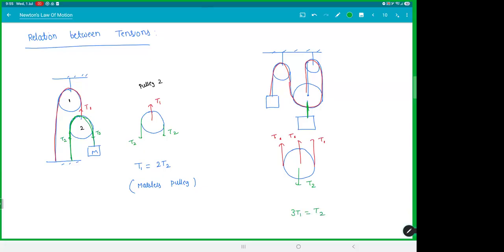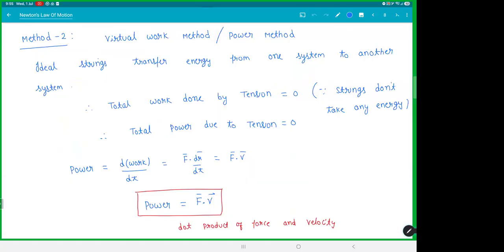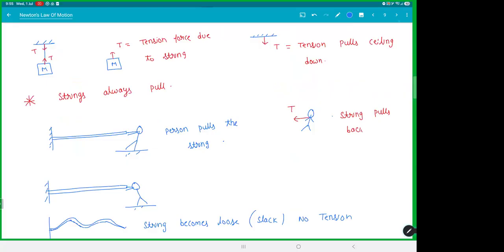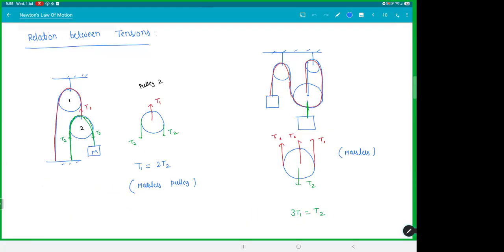Are you guys getting this relation? Again, we're assuming all are massless pulleys. These are the three things you should know. First thing, power is F bar dot V bar. Strings always pull. If you have multiple strings, what is the relation between them? So one string will have one tension. All clear with this? So how do we use this to solve now?